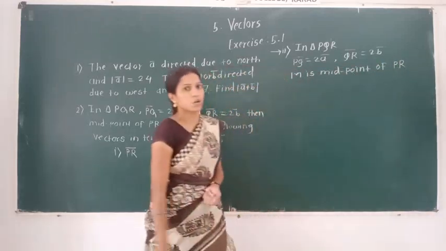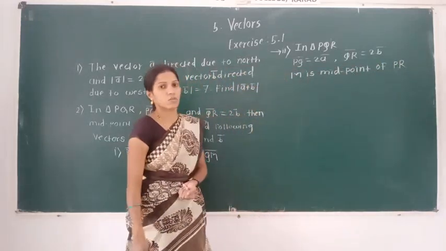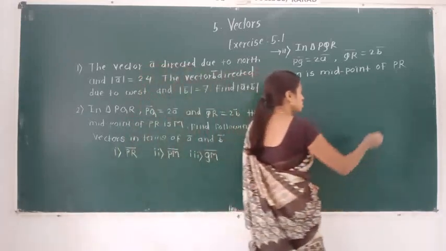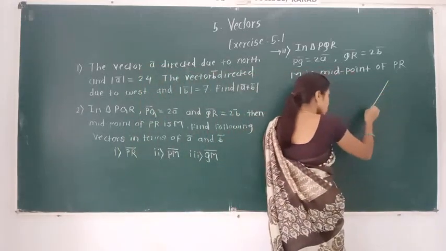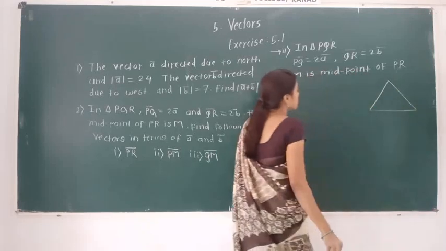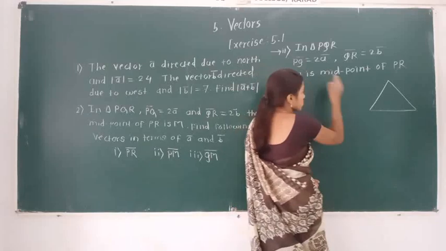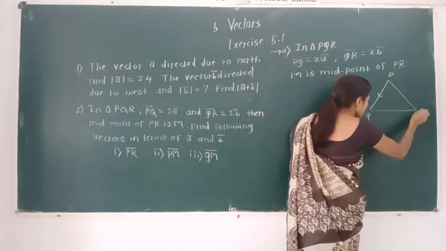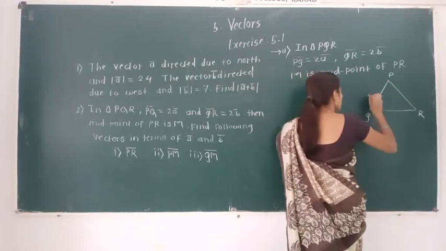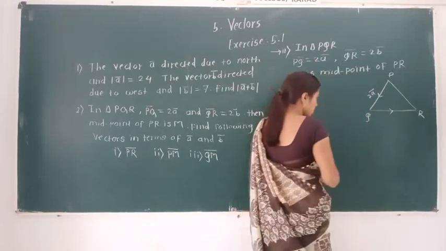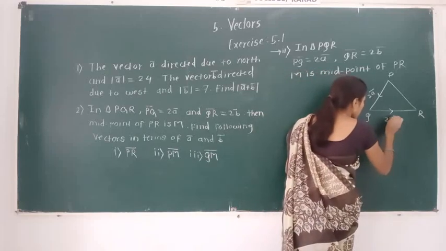M is the midpoint of side PR. So first of all, using this information we have to construct the figure. In this triangle PQR, the vector PQ bar is given as 2a bar, and QR bar is also given as 2b bar.